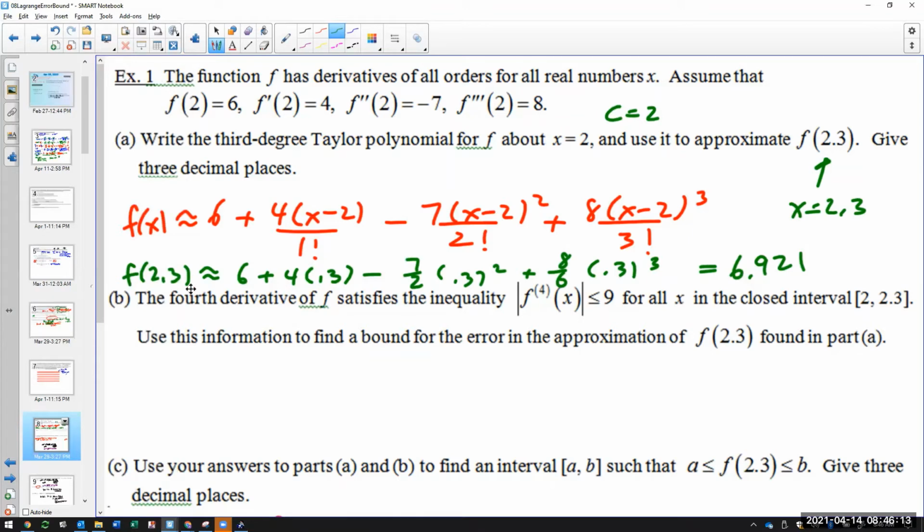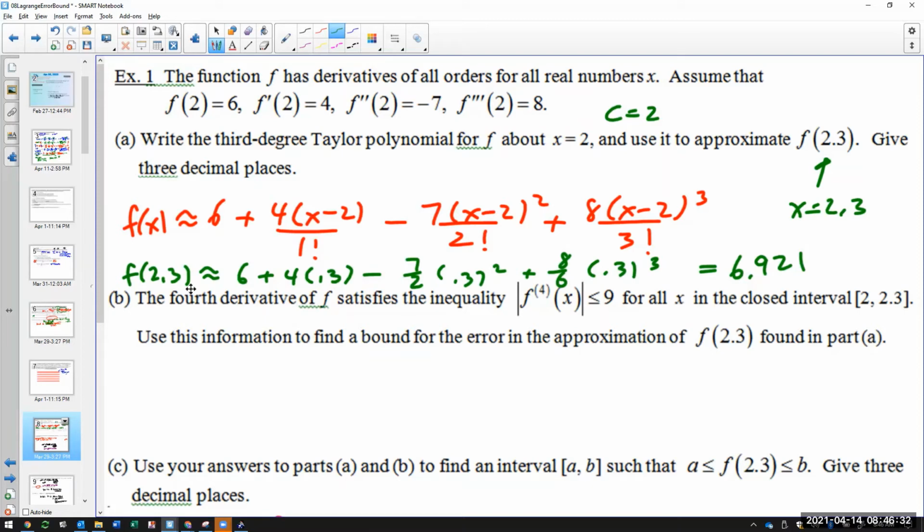Does everybody see what represents my x? Because later on you kind of get confused. X is what they're saying to plug in. Does everybody see how to get the center? If I said z is a number between x and c, do you see z is a number between 2 and 2.3? And actually z can be 2.3 too.